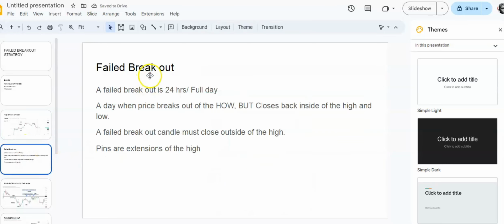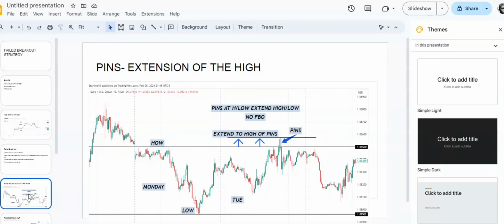Now, a failed breakout will only be a failed breakout if price breaks out, not pins the high, breaks out of the high of the week, and then closes back inside of the day. So let's look at what a failed breakout is not first. So this is Monday, setting the high and the low of the week.